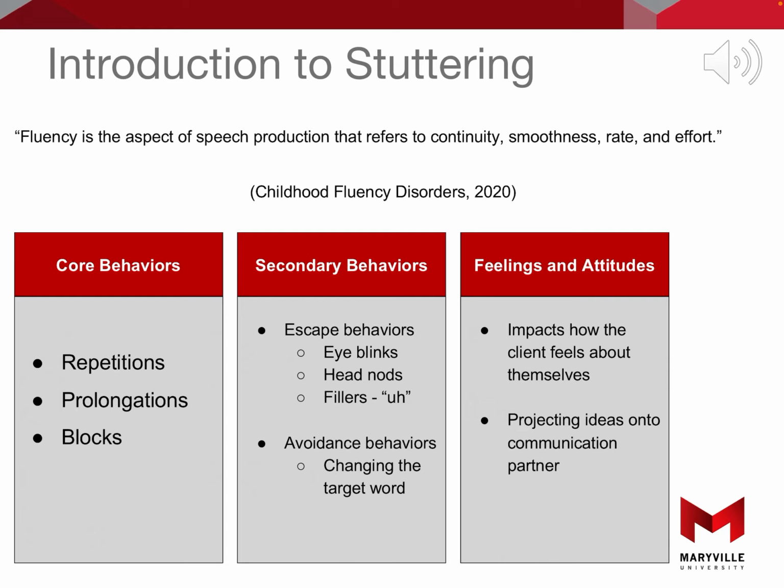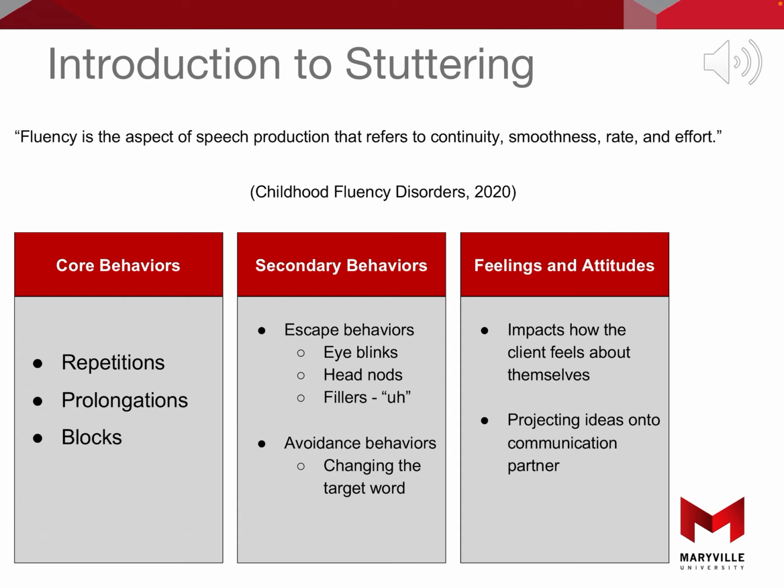Examples of escape behaviors are eye blinks, head nods, and interjections of fillers, such as "and," that are used to finish the word and terminate the stutter. An example of an avoidance behavior would be changing the target word because the speaker knows it will be difficult for them to say. The third part of stuttering is the client's feelings and attitudes.